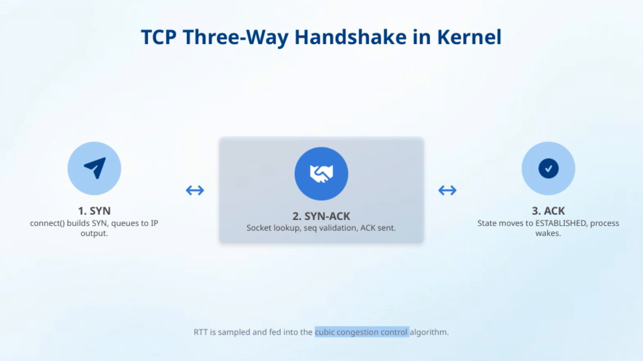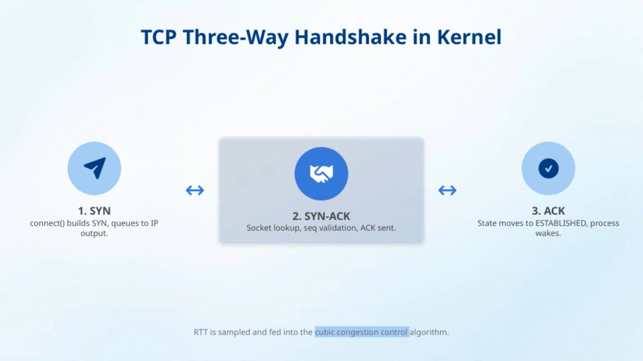First, we have the SYN message, which initiates the connection request from the client. Then, the server responds with a SYN-ACK, acknowledging the request and signaling readiness to establish the connection. This SYN-ACK is built in the connect process, which creates the SYN packet and queues it for output through the IP layer. Finally, the client sends an ACK back to confirm the connection, completing the handshake.